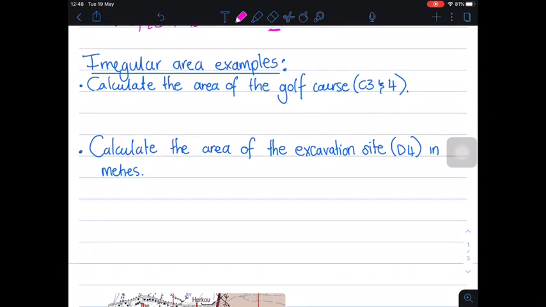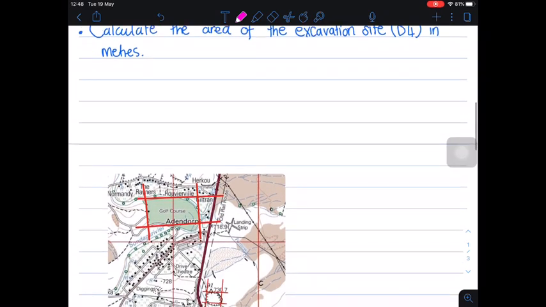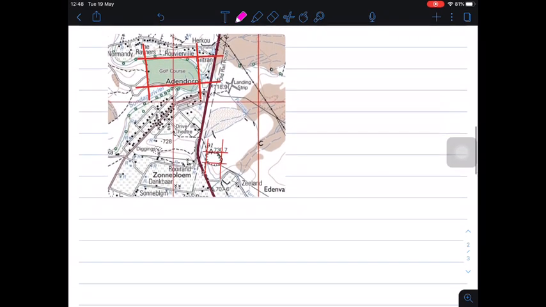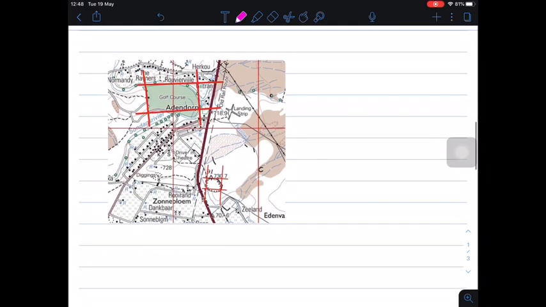Now we're going to have a look at our irregular examples. And when you're working with an irregular shape, there are two methods that you can apply. The first method is a fairly inaccurate method in a sense that you are guessing. And this is the method that I would recommend you use if you're asked to approximately calculate the area and you need a quick method. The other method uses graph paper, and we will look at this in another video.